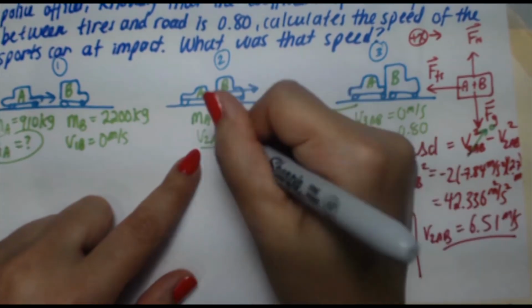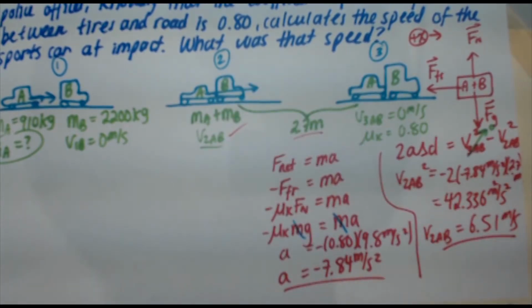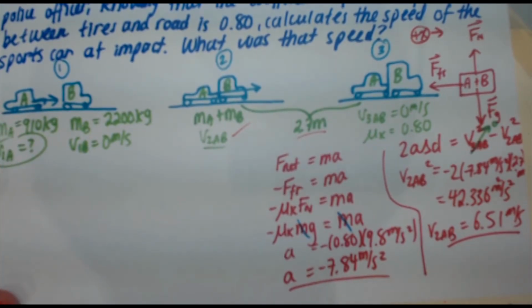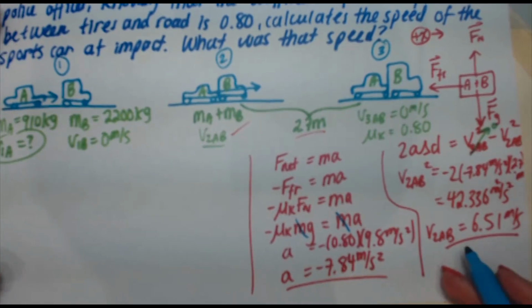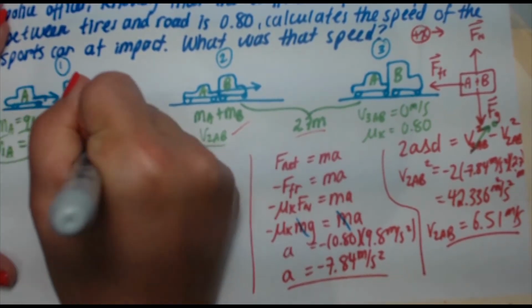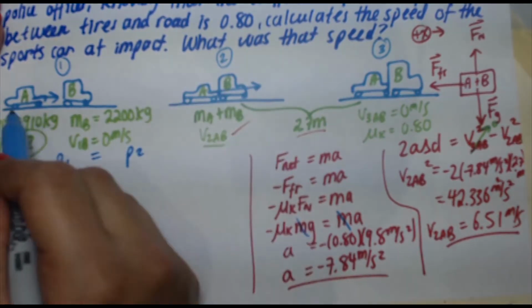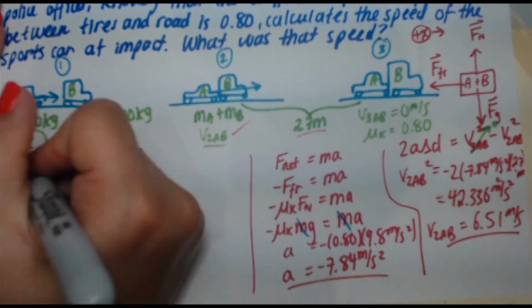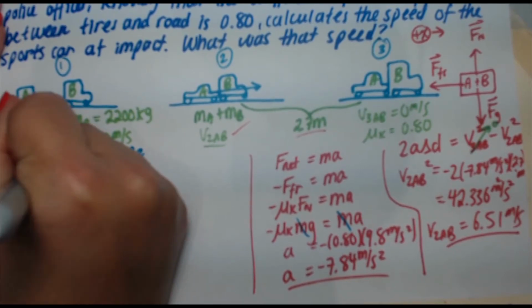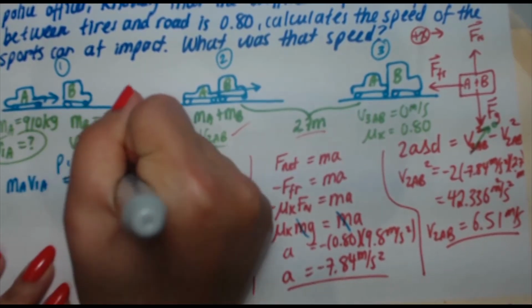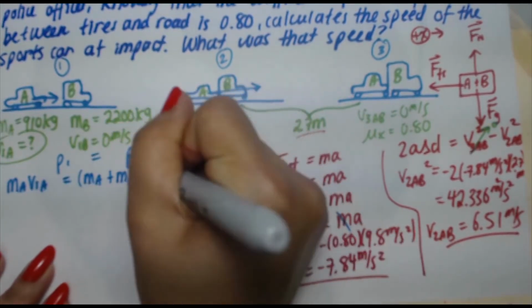So we have now found this value, so that's good. We can now work backwards and figure out the initial speed. And to do that, we're going to use conservation of momentum. So you've got our V2AB, so now let's do P1 equals P2. Okay, so initially the only object that has momentum is A, the sports car. So it's going to be MA V1A equals MA plus MB moving at V2AB.